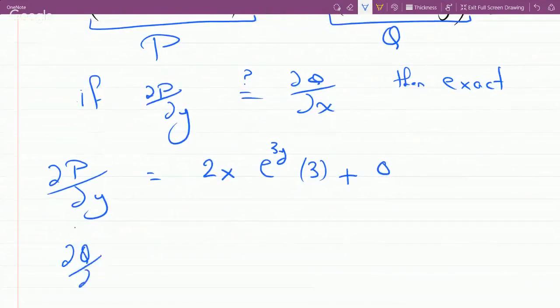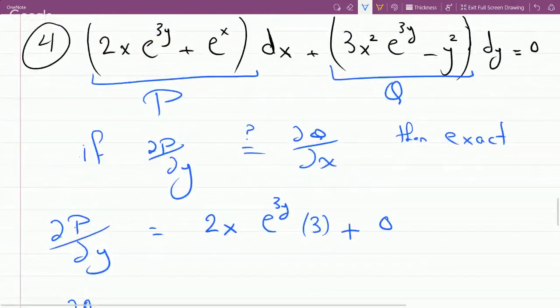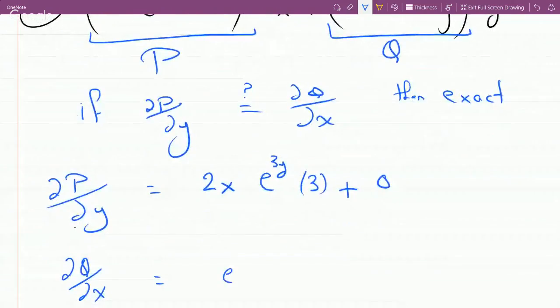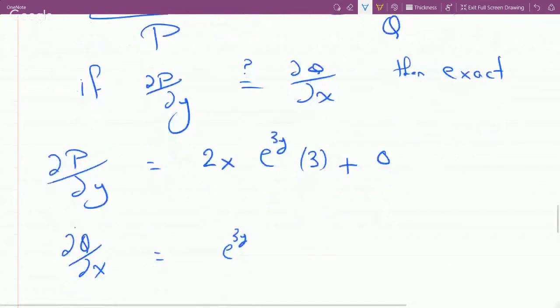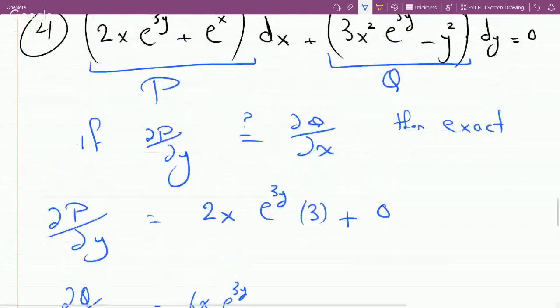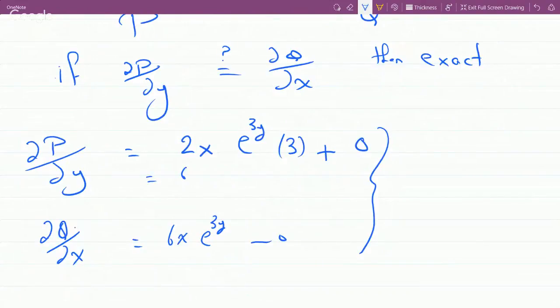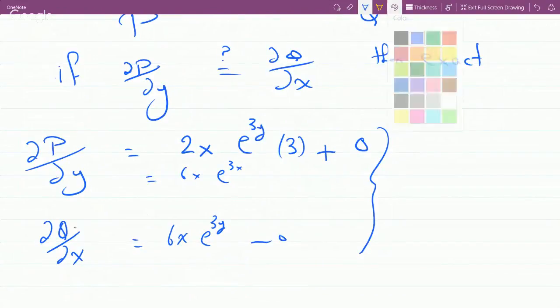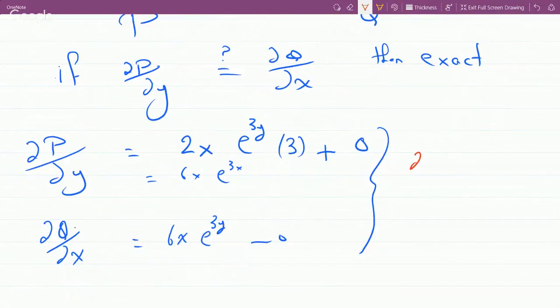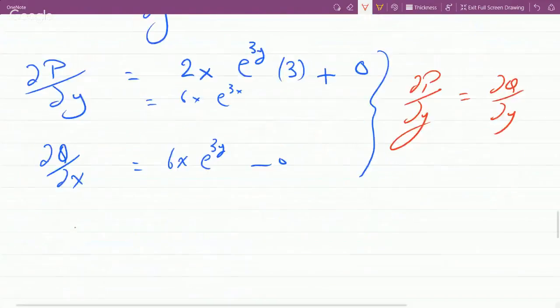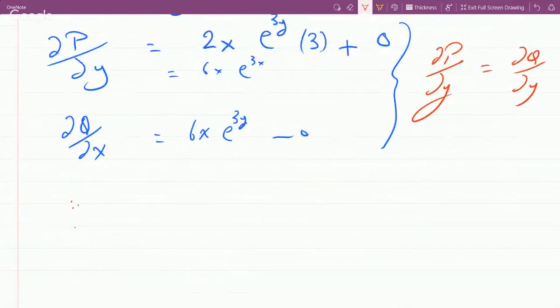And then let's do dQ over dx. So dQ over dx is the derivative with respect to x. E to the 3y stays e to the 3y. 3x squared becomes 6x. And y squared is 0. So as we can see, because this guy is 6x e to the 3y, they are indeed equal. So dP over dy is equal to dQ over dx, and therefore the differential equation is exact.